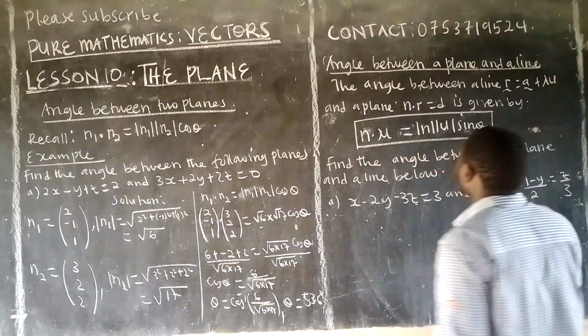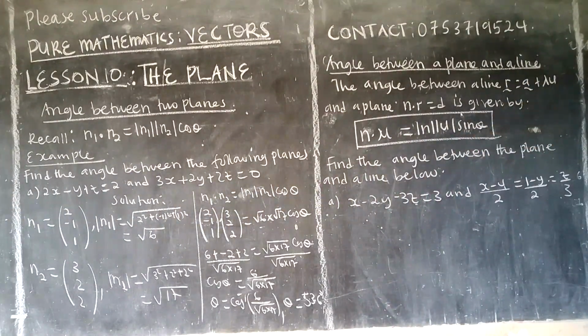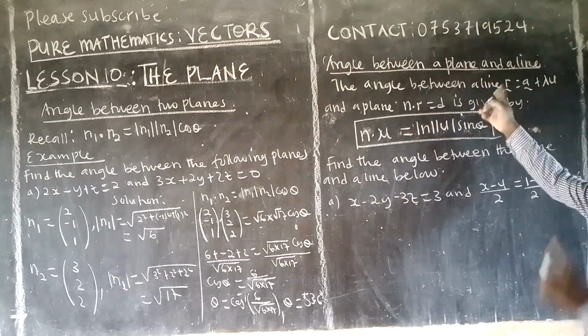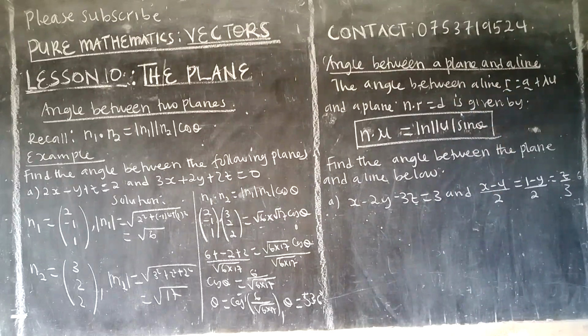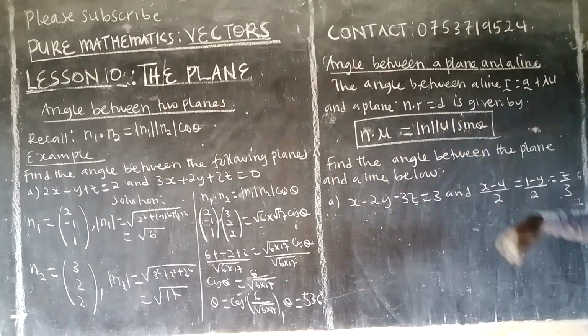Another part: we have the angle between a plane and a line. This is where we use sin theta. When they are different, plane and line, then use sin theta. The angle between a line r equals a plus lambda u, and the plane n dot r equals d, is the same as our n1 dot n2 formula, though I've written it in another version.